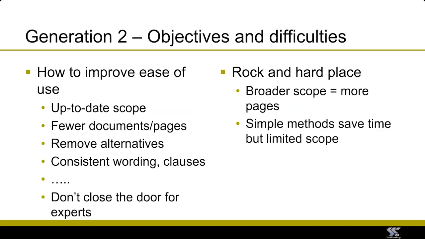Problem with that is, and I sat on a group that discussed how to improve ease of use relatively early on in the process, there are things that are mutually incompatible. So for example, you will improve the ease of use if you cover the full scope of things that people want to do, but then that's going to add to the number of pages. You will improve the ease of use if you remove alternatives, or you might do.